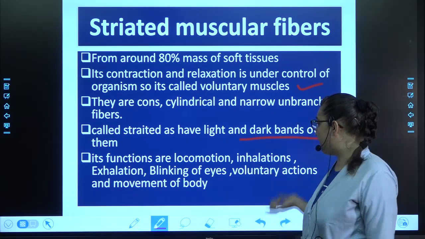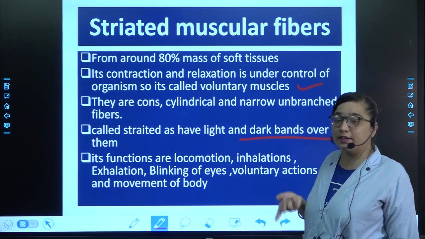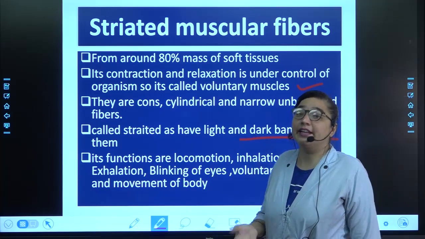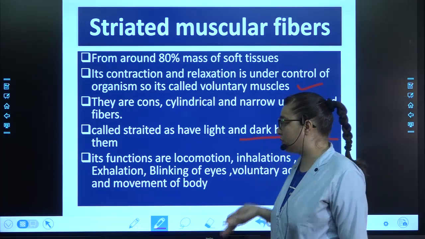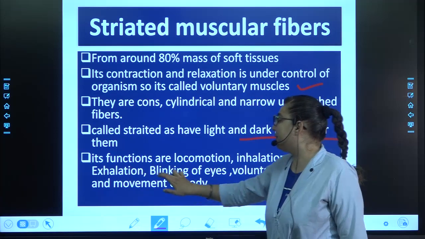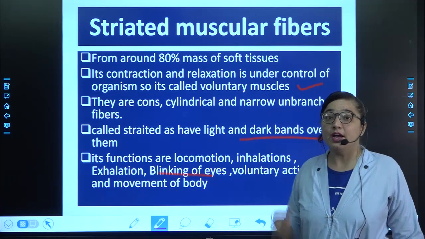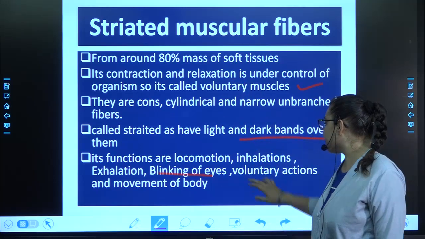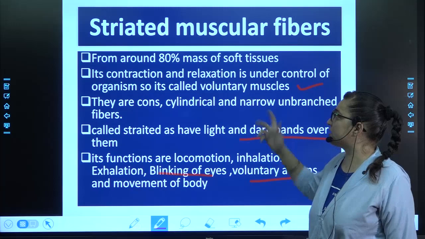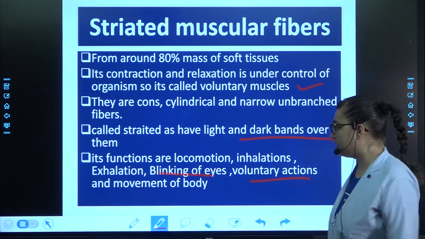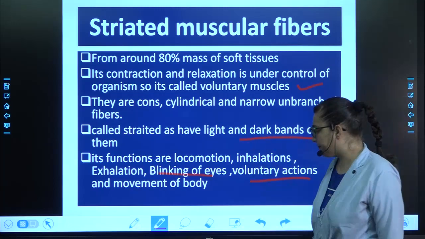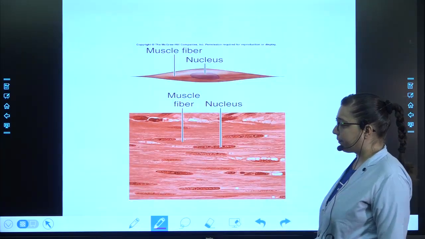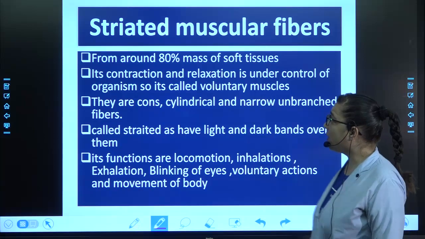locomotion, that is the movement, inhalation, that means the respiration that is occurring, inhaling and taking the breath in and giving out the carbon dioxide. Blinking of eyes, okay, in blinking also we are using this particular type of tissue. All the voluntary actions, that is the contraction and relaxation and the movement of the body. Its basic functions are given over here, okay.